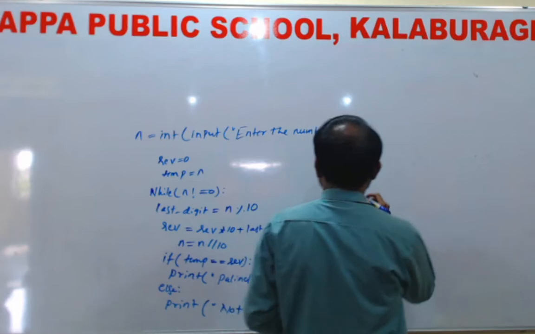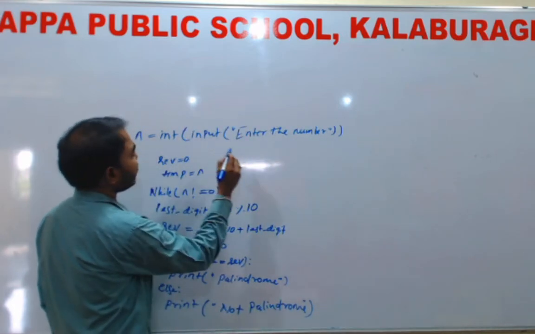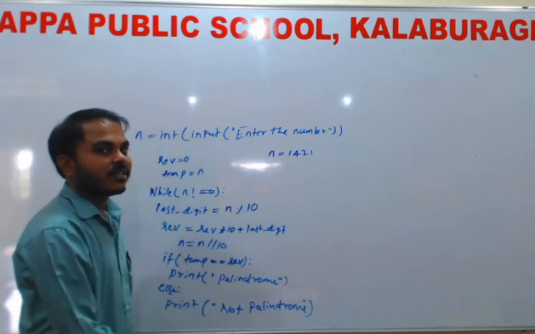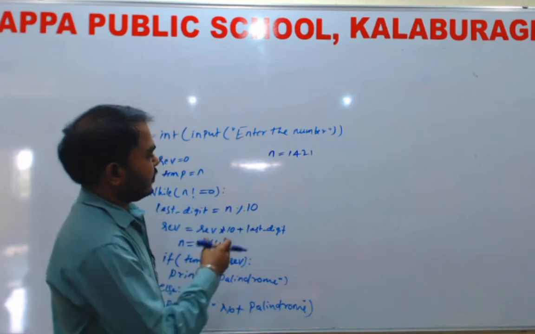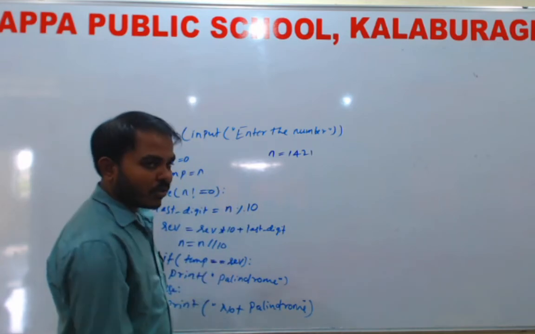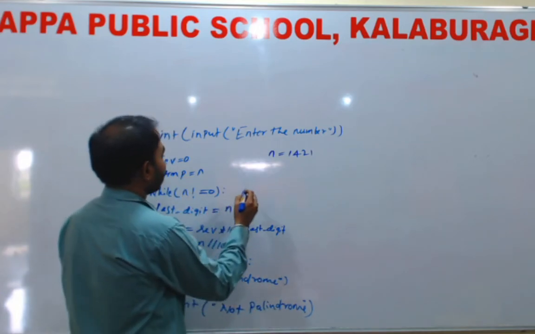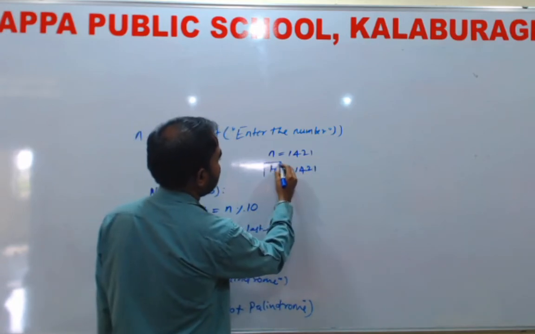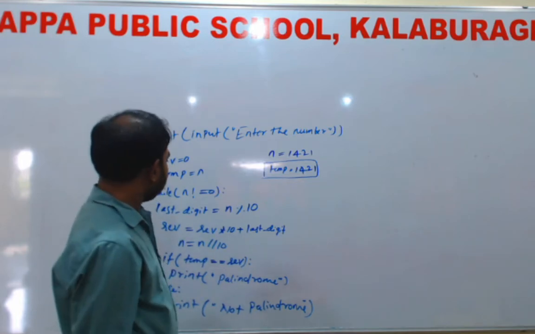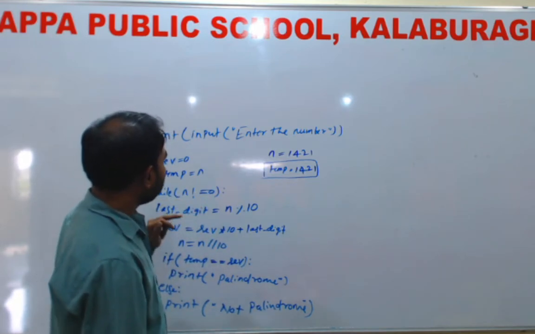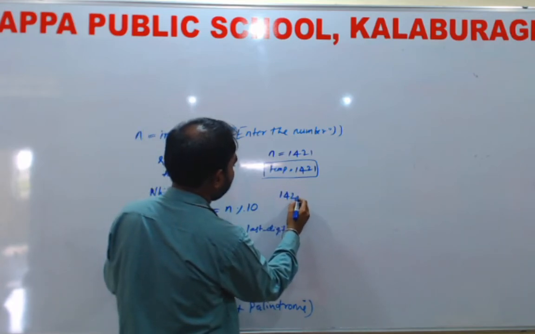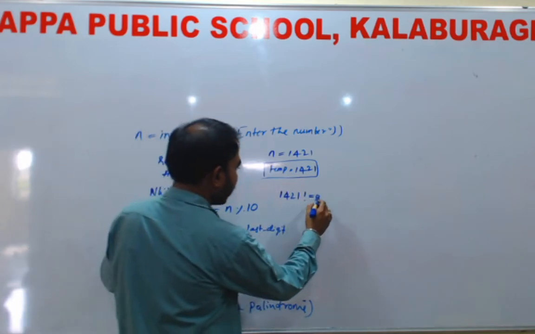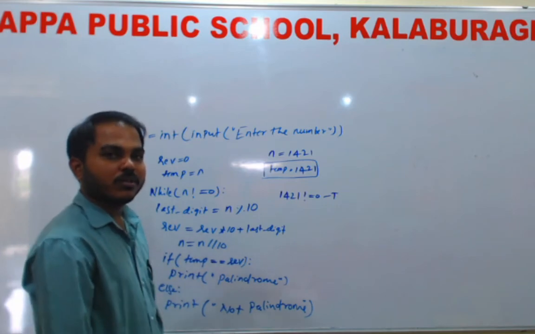So let me take one number here. Let me take n is equal to 1421, which the user has entered to check whether it is a palindrome or not. By seeing it itself, you can say that it is not a palindrome, but how it works logically we'll see, right? Next, the temporary variable will be 1421. This is going to be standard, which cannot be changed, right? Next, while n is not equal to 0, what is the n value? 1421, which is not equal to 0. So it is true.